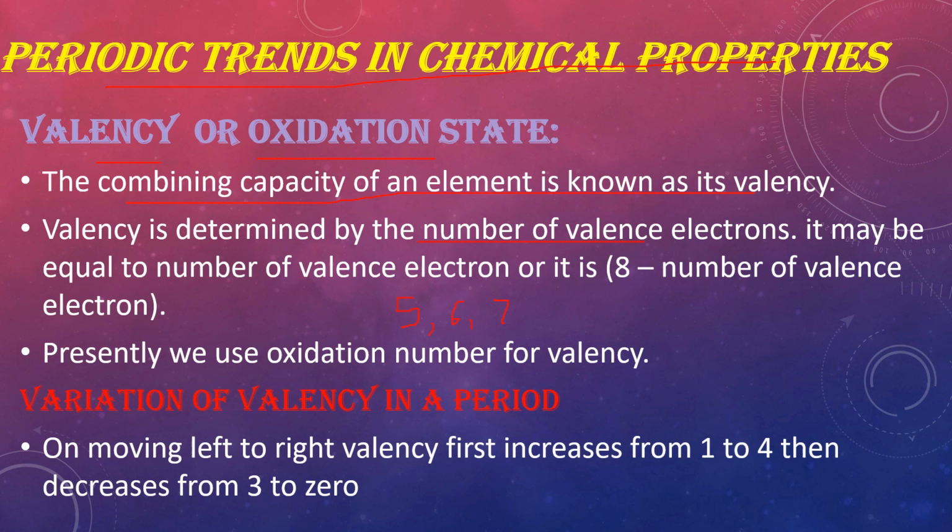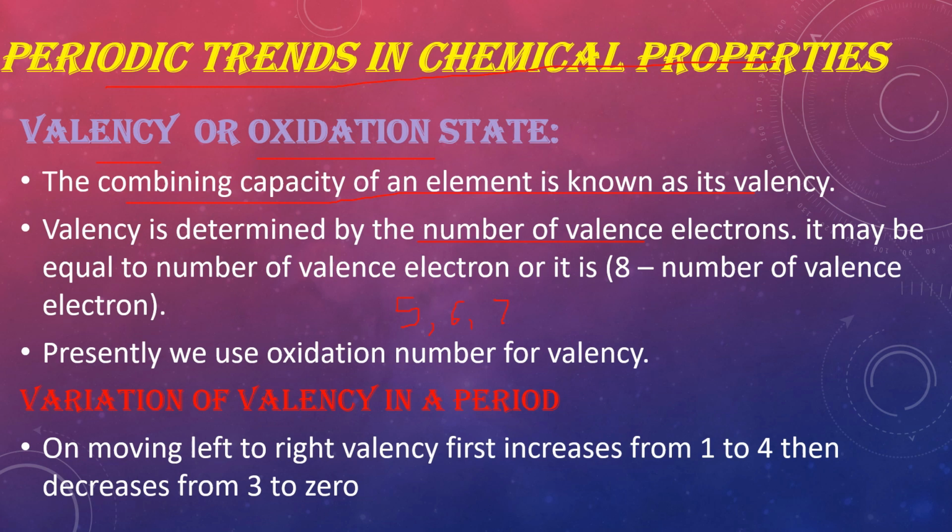That means their valency is 3, 2, 1 respectively, like in the case of nitrogen, 3 valency, oxygen, 2 valency, and chlorine, 1 valency. So we can say that we can determine the valency with the help of valence electrons.